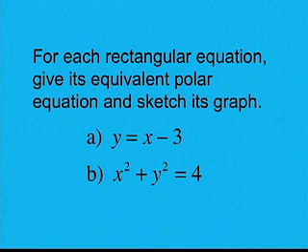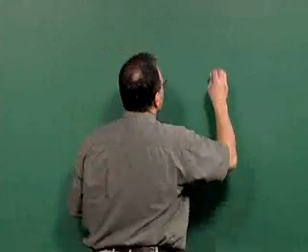For each rectangular equation, give its polar equation and then sketch its graph. We have y equals x minus 3, and we have x squared plus y squared is equal to 4. Let's start with part A, y equals x minus 3.